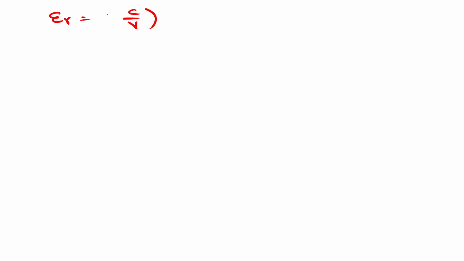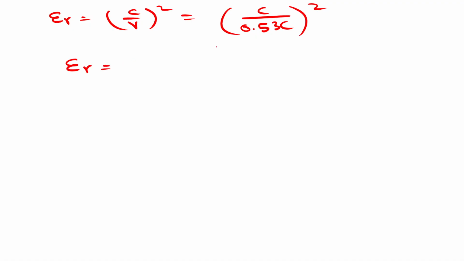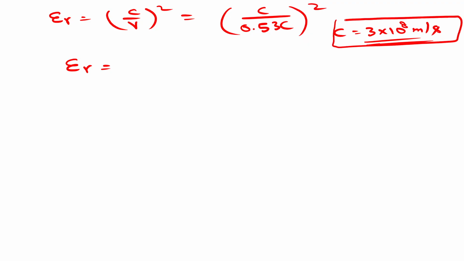So epsilon r comes out to be (c by V) whole square, and we know that V is 0.53 times c. We know the value of c is 3 into 10 to the power 8 meter per second. When we solve this, we get 3.559, or approximately 3.56, as the relative permittivity of the material.